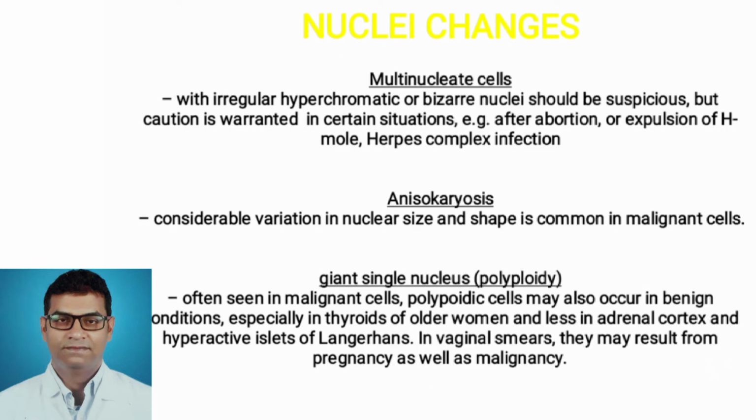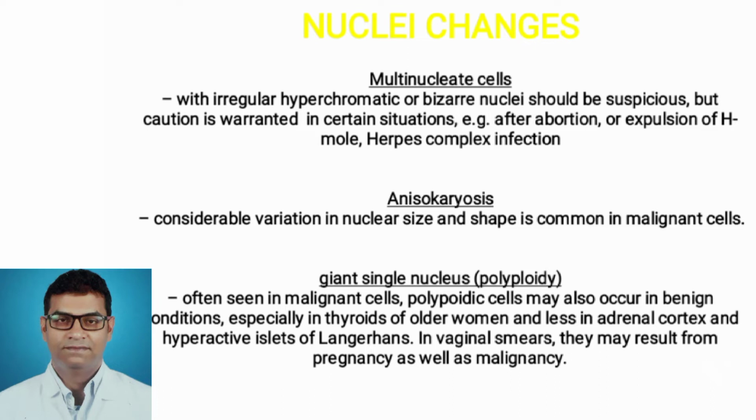There are multinucleate cells with irregular hyperchromatic or bizarre nuclei, and they should be suspicious, but caution is warranted in certain conditions, for example after abortions or expulsion of hydatidiform mole, and in herpes simplex infections. Anisokaryosis: there is considerable variation in nuclear size and shape, which is common in malignant cells. Giant single nucleus polyploidy is often seen in malignant cells.